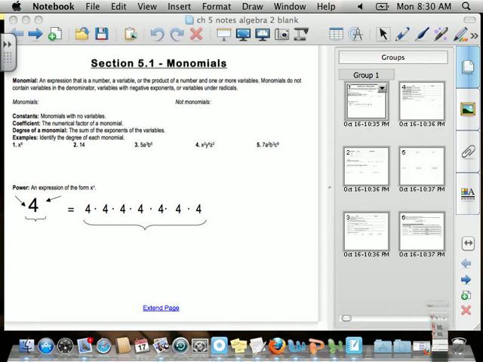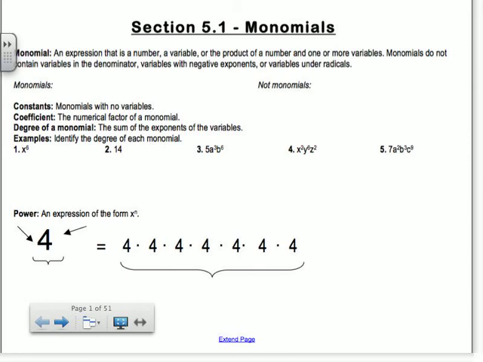So section 5.1 is on monomials. Okay, so mono, what does mono mean? One, right. So a monomial is an expression that is a number, a variable, or the product of a number and one or more variables. It's only one term. So there's not like 2x plus 7. That's two terms. It would just be like 2x squared y. That would all be together. That'd be a monomial.